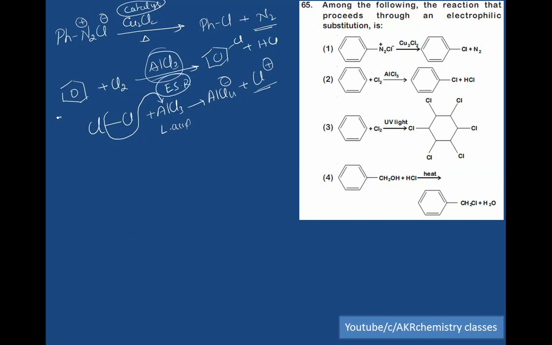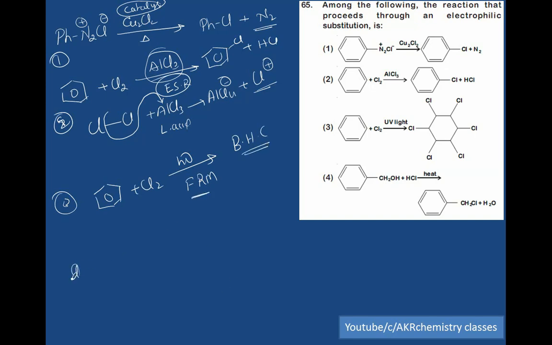If I go with the first one and third one: when benzene is treated with chlorine in presence of diffuse sunlight, it undergoes free radical mechanism to form benzene hexachloride, also called gammexane, by free radical mechanism. And the last one, when benzyl alcohol is treated with HCl, it undergoes a reaction to form benzyl chloride with the liberation of water. So the second option will be the right answer.